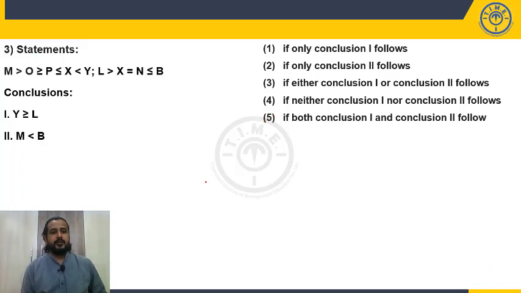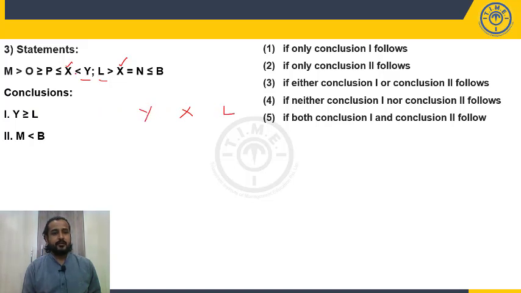Now the third one, again we have been given two statements, but I am not interested in reading the statements or directly combining them. I will go to my conclusions and then I will come back to my statements. What are the given conclusions? Y greater than or equal to L. Now here is the Y and here is the L. To combine these two, what is the common element? X. Now I have taken X.